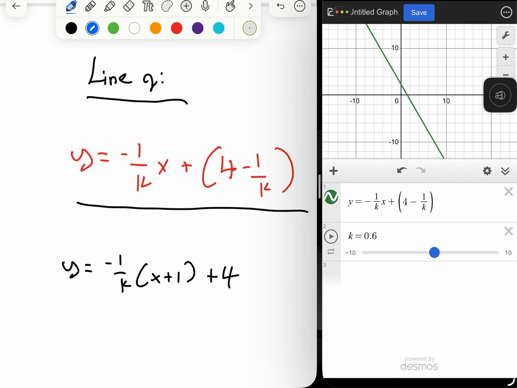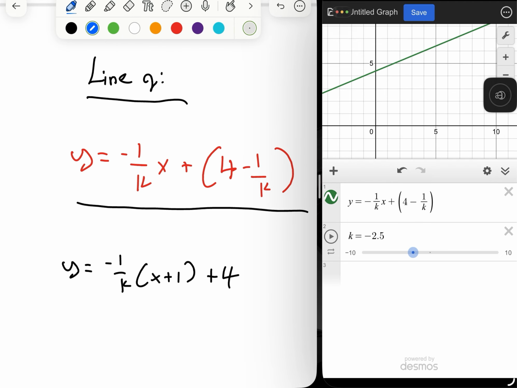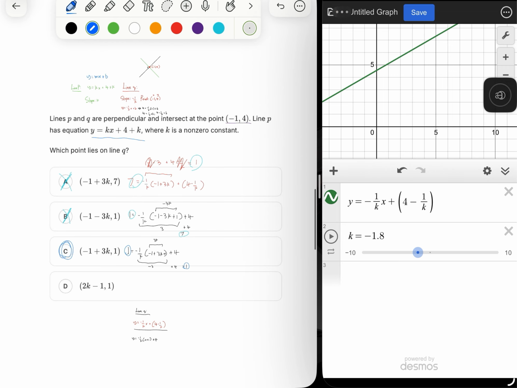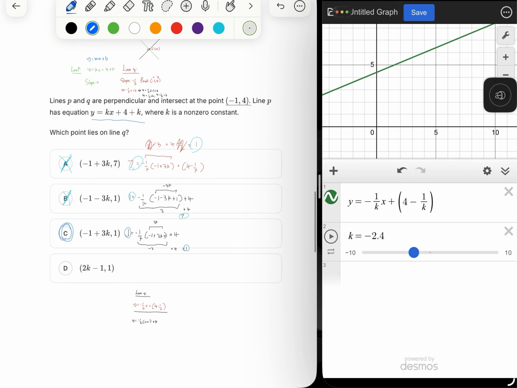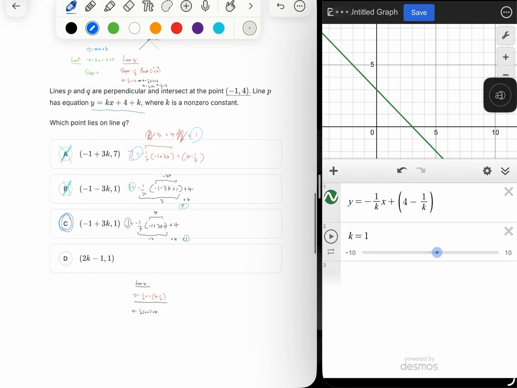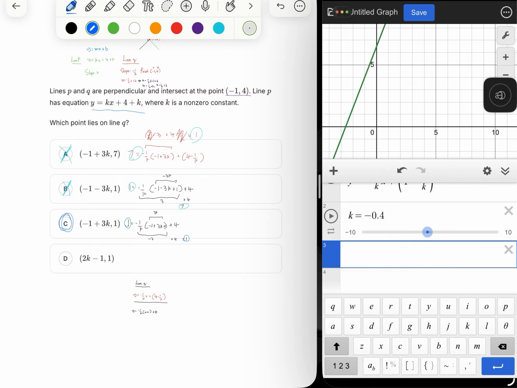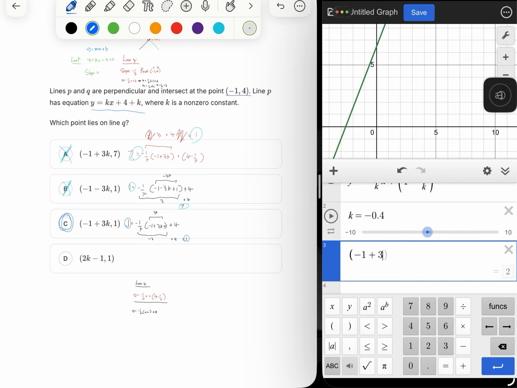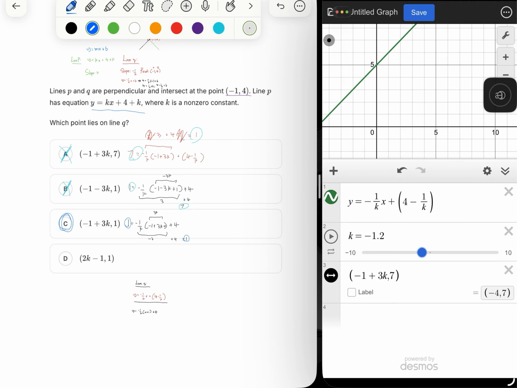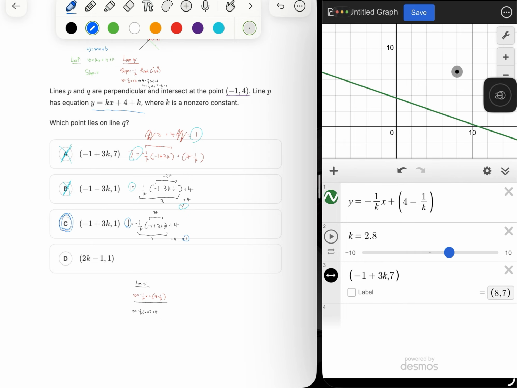So now we have that line. What do we do now? Well, we plug each one of these points in and see which one always lies on this green line here, because that's what the question is asking. So if you plugged in, for example, answer choice A, well, what you would see is that that black point only lies on that line, and actually, it doesn't quite lie on that line at every single value of k. So that's not an answer choice.